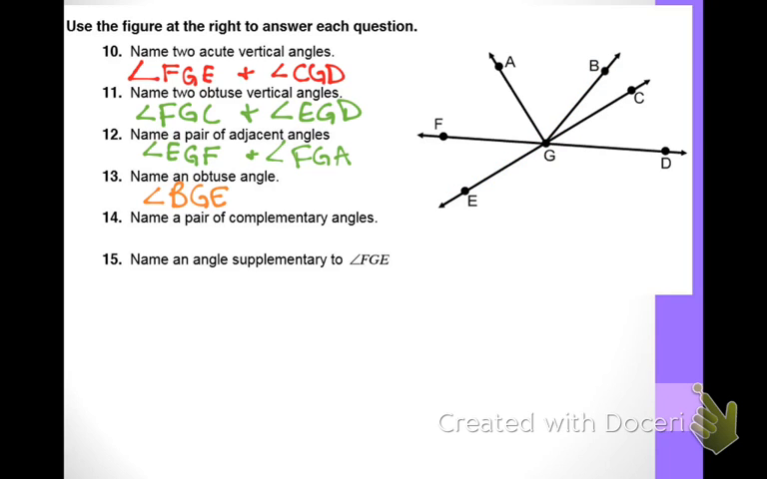All right, name a pair of complementary angles. This is still where students keep making mistakes. When you put on a pair of shoes, how many shoes are you putting on? Two. So when we're naming a pair of complementary angles, how many angles are we naming? Two angles. And what do those two angles come together to form? 90 degrees, which looks like a corner.